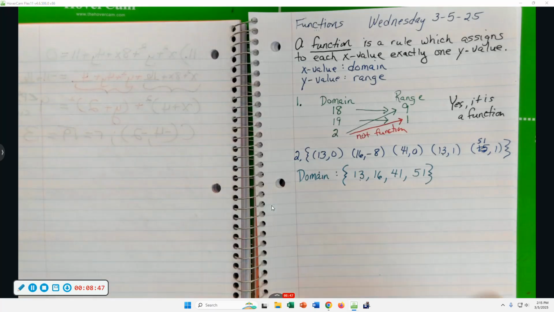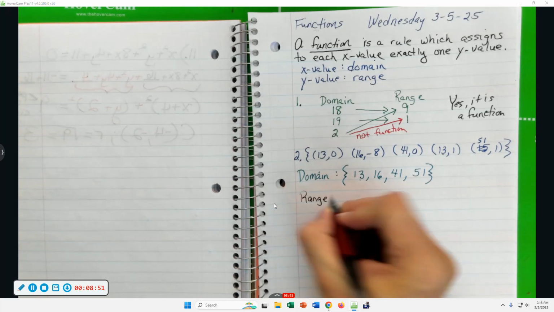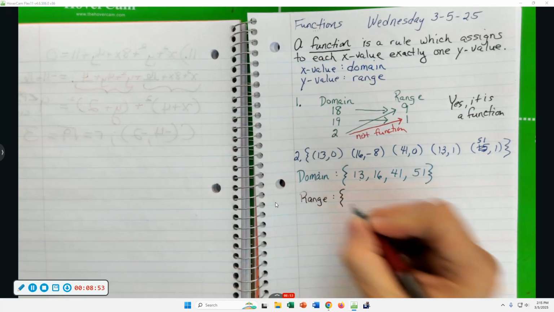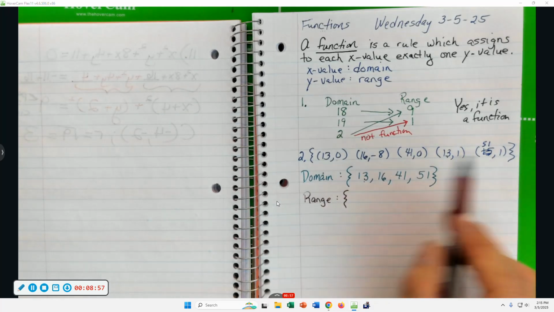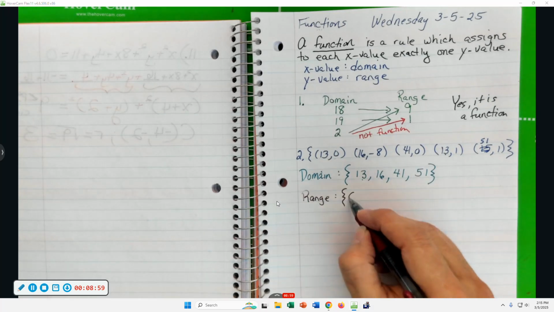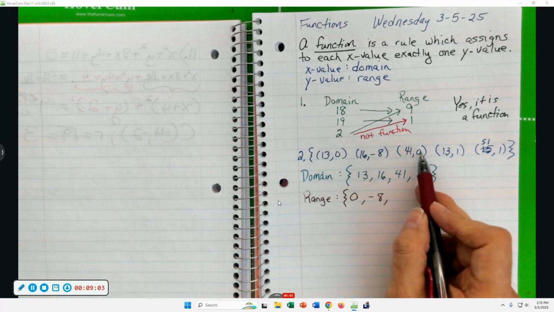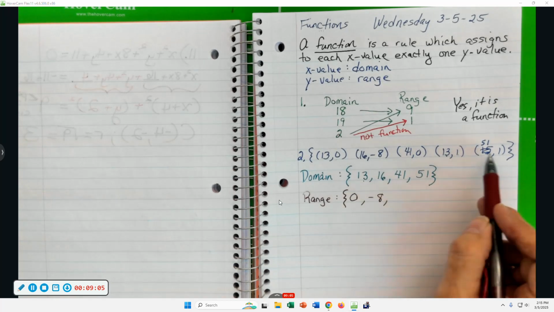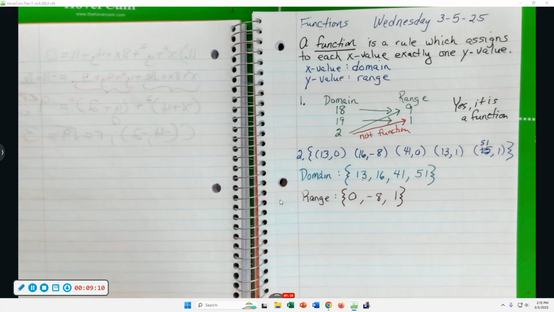I'll write those down. I thought you were going to type in the answer for domain. Okay, so write the y values. Don't repeat any of them. So we have a 0, a -8, a 0, and a 1. And okay. Let's answer the question. Why don't you go ahead and type those in?